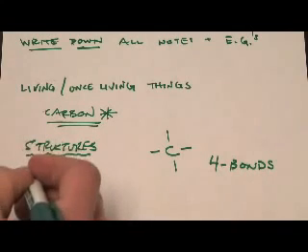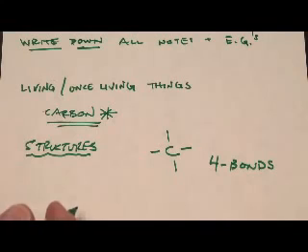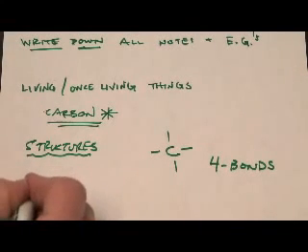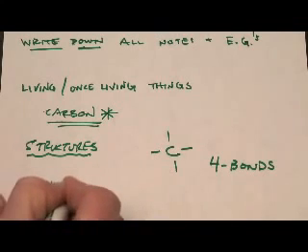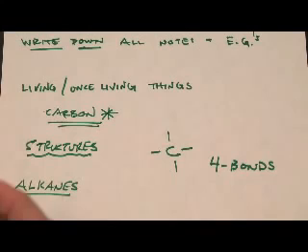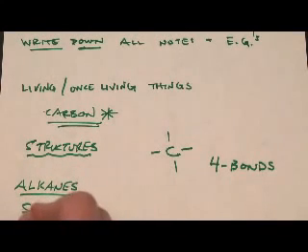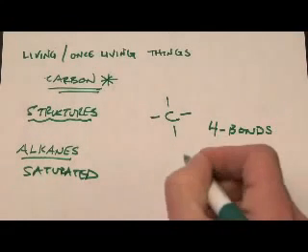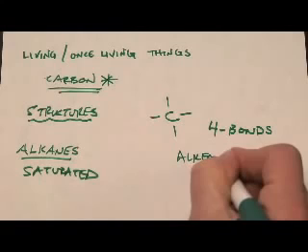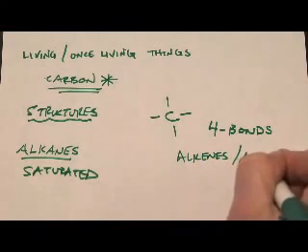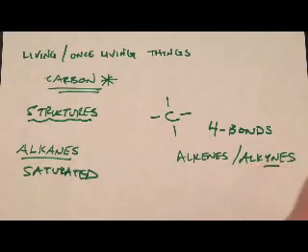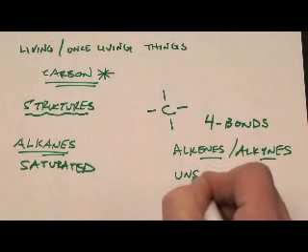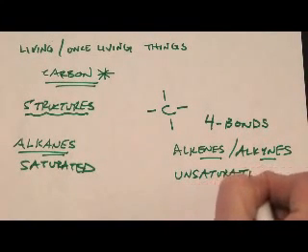Now, there are 2 different classifications that we'll take a look at of different organic molecules. And the first class is called alkanes. Alkanes generally are what are known as saturated carbons or saturated hydrocarbons. And then there are the alkenes and the alkynes. Notice these are Y-N-E, E-N-E, and A-N-E endings. And these are known as unsaturated carbons.